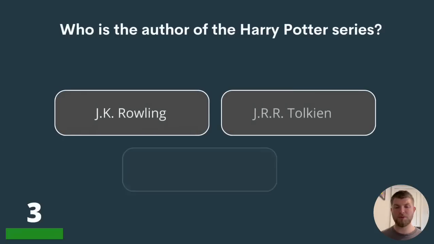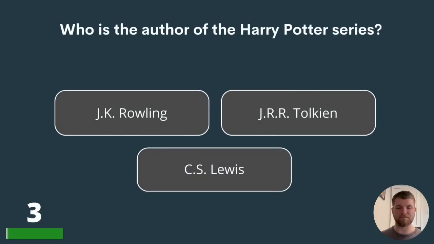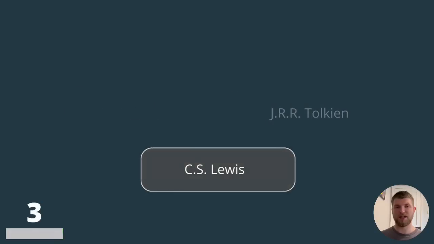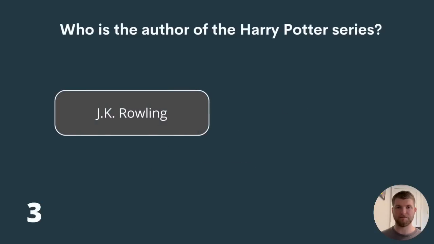3. Who is the author of the Harry Potter series? Is that J.K. Rowling, J.R.R. Tolkien, or C.S. Lewis? The answer is J.K. Rowling.